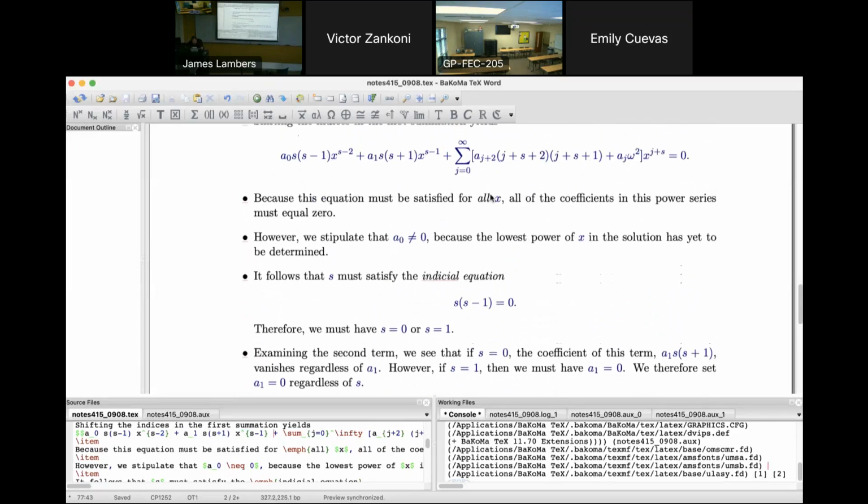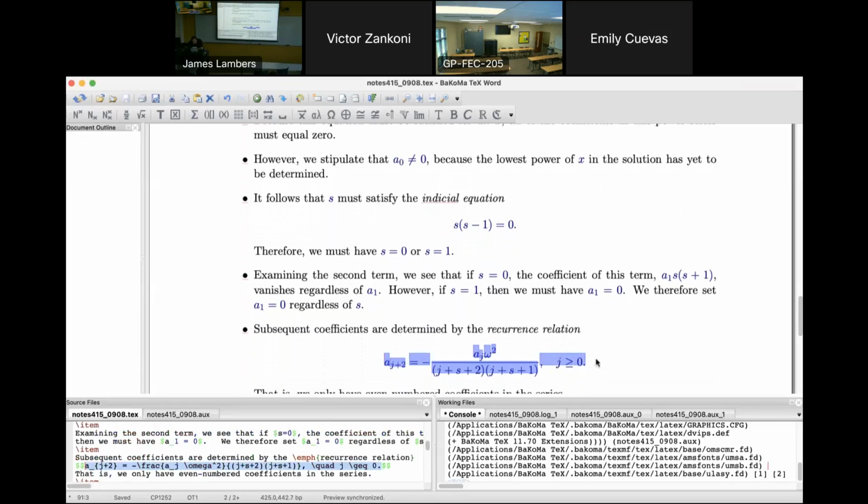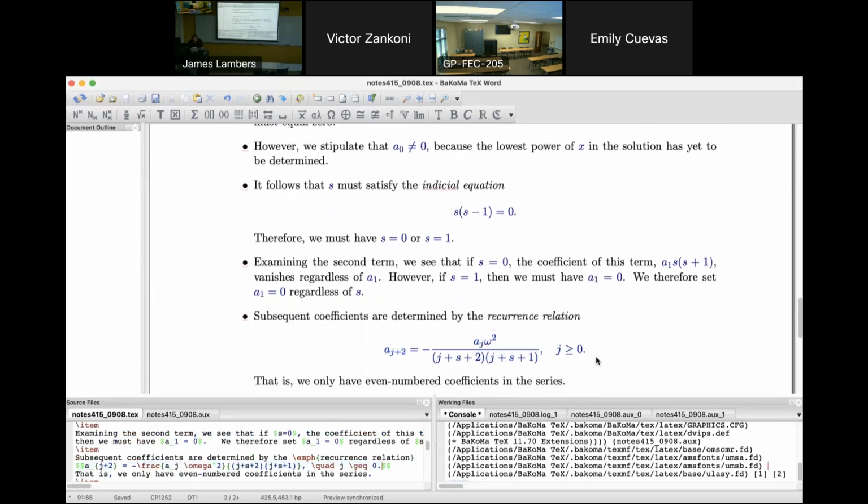Now, the rest of the coefficients come from setting this equal to 0. So I take this in square brackets, set it equal to 0, and solve for the new coefficient, the one of higher index. I'm going to solve for a_(j+2) in terms of a_j. And that gives me this. So each coefficient depends on the one two before it.